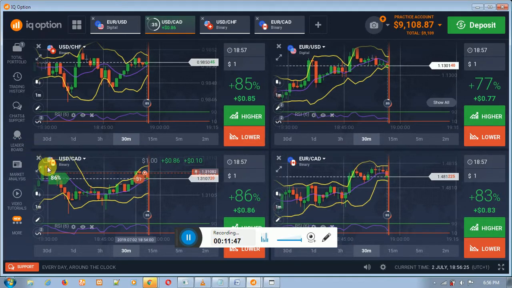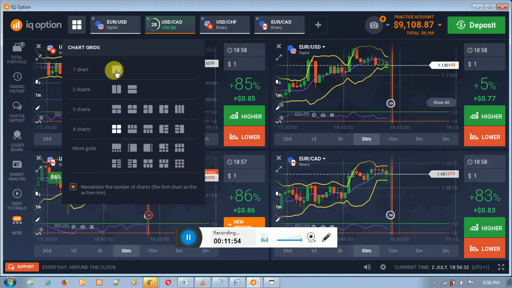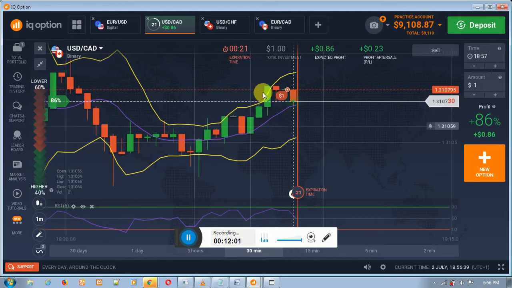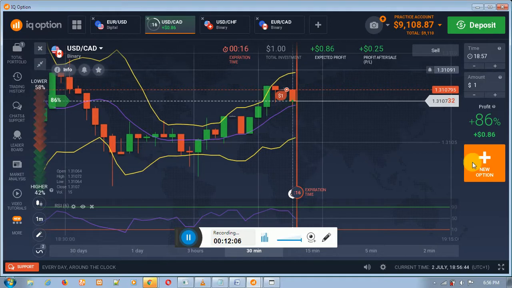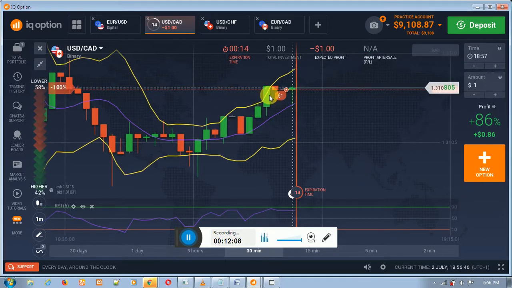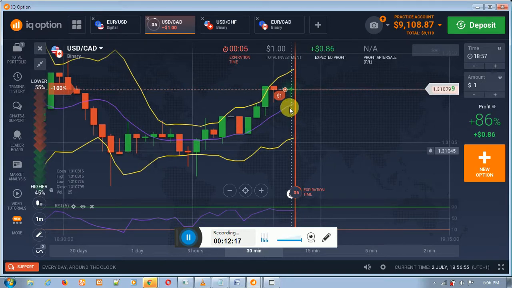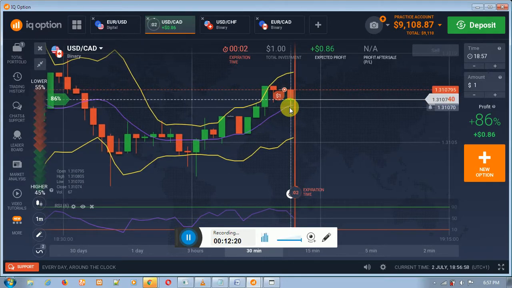Let me go to one candle chart so that we can see it boldly. Look at it here. 1, 2, 3, and here is a hammer, and that's why I decided to go for down. If you see 1, 2, 3 and a hammer, there's a possibility the candle goes down. And then let's see, there's a rejection. Okay, and that is it. I won.